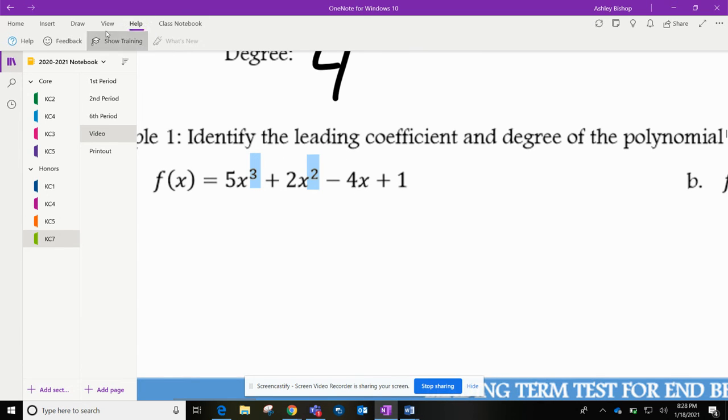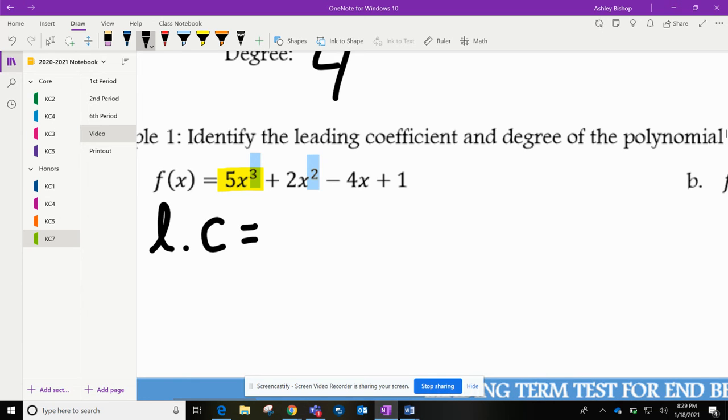And so once we have it in the correct order, we can find the leading coefficient. The leading coefficient is attached to the variable with the largest exponent. It's leading. It means it's first. And the first one, after we put it in order, will have the largest exponent. So the leading coefficient, remember, coefficient means it's the number in front of the letter. And so that's going to be 5.